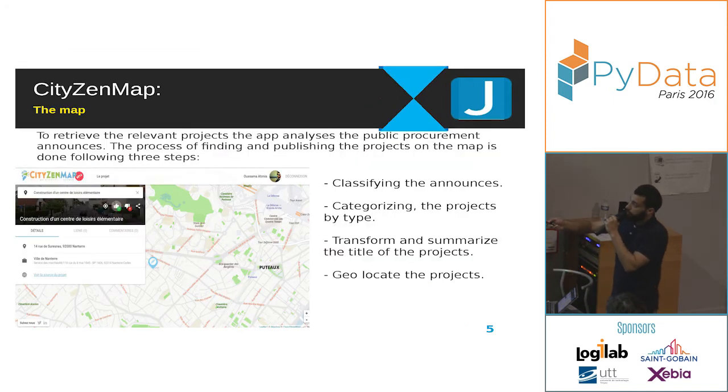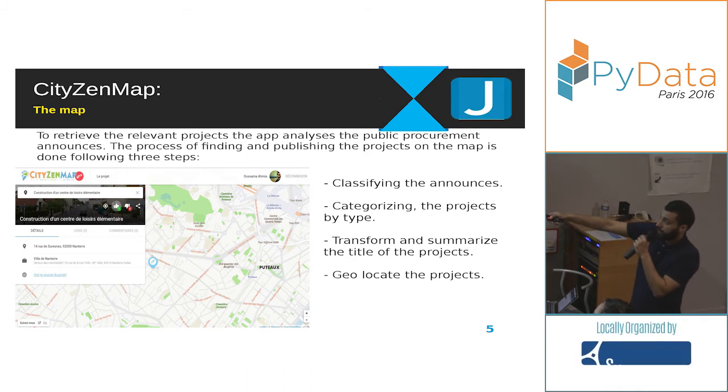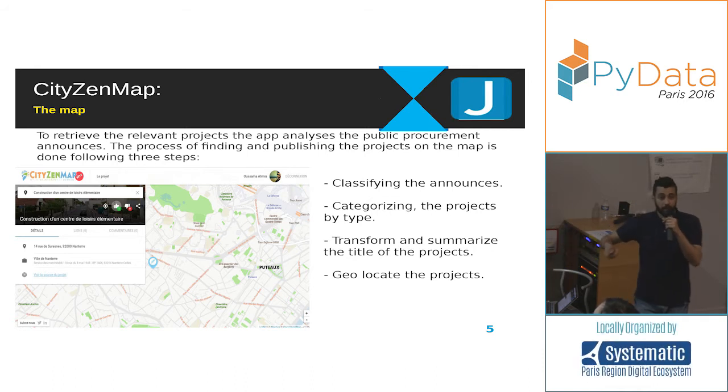This is a screenshot of Citizen Map. I don't know if you can read, but this is a project of constructing a leisure center in the city of Nanterre, which is 3 kilometers from this place. You can see that citizens can comment and give feedback about the projects.